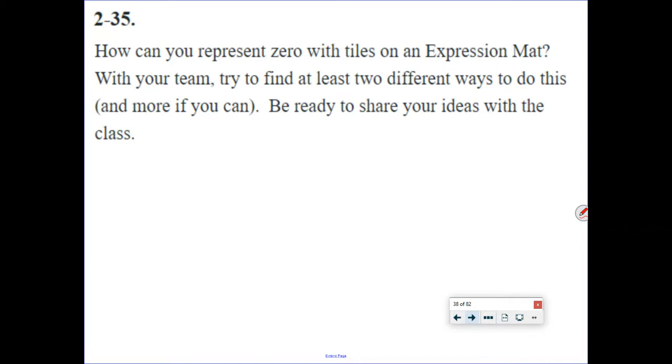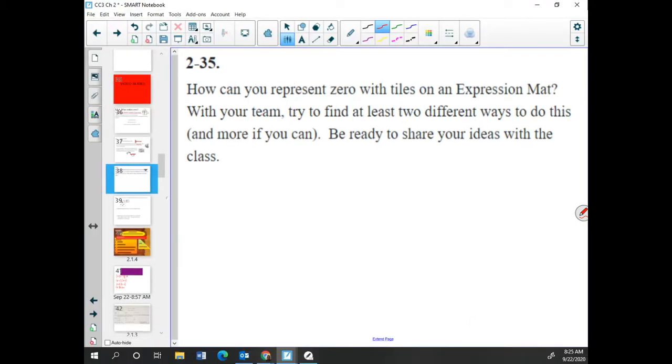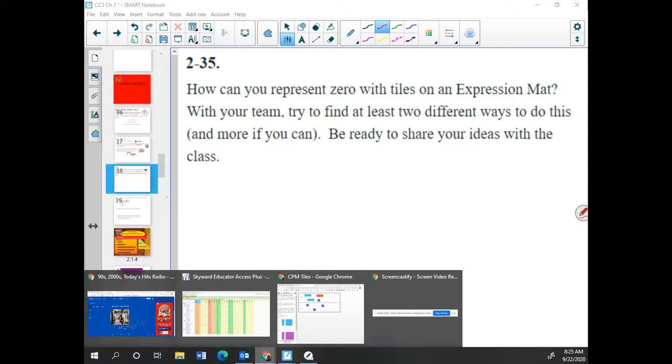Okay, 235. How can you represent zero with tiles on an expression mat? Okay, so an expression mat is something you guys are going to be seeing. Hopefully we talked about it today. I don't know. Sometimes that's a problem about recording the video before we do the class. Don't exactly remember how much we covered or what we covered, but the expression mat has a positive and negative side, remember. With your team, try to find at least two ways, and again, this is you, try to find at least two ways to show this. Be ready to share your ideas. Now, again, I'm sorry that we can't do this as a team, so we're trying to do it just as a class or just kind of on your own.